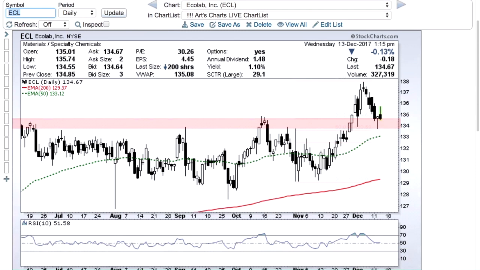And then reevaluate. But once it goes below that 50-day, you have another setup again for the mean reversion type of trade. So I think it's a pullback within an uptrend, and I would expect it to be hitting new highs in a month or two.